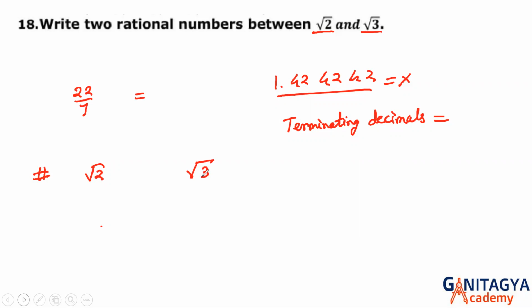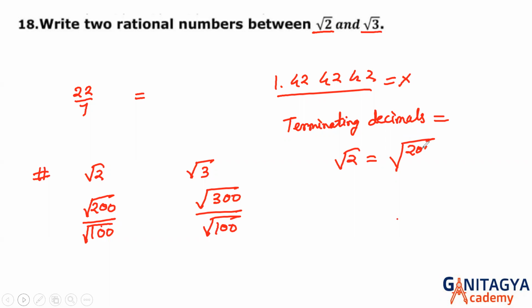So what you do, see very clearly, listen to it. I can write it as under root 200. I can write it as under root 300 and divide by 100 also. So I multiplied by 100 and divided by 100. Any doubt in this? Can I write under root 2 as under root 200 and divide by 100, and under root 3 as under root 300 and divide by 100? Am I correct?